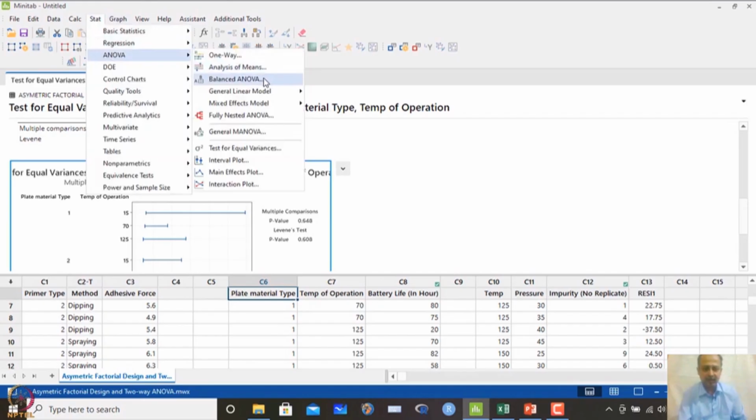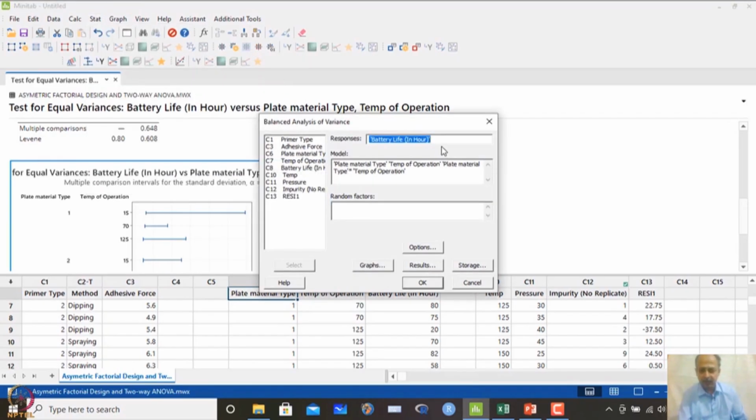So, I will go to ANOVA, balanced ANOVA over here. Then when I go to balanced ANOVA, I will write which is the response. I will give the response as material type. Then I will give plate material and temperature, and also the plate material and temperature interaction, because I want to see the interactions. So, the multiplication of this with temperature of operation.